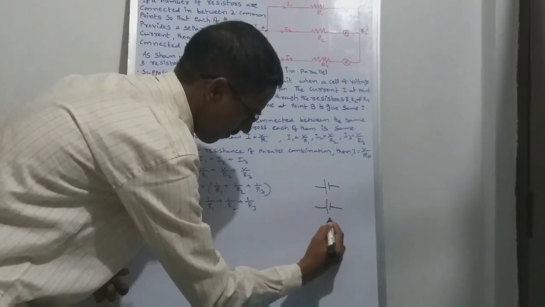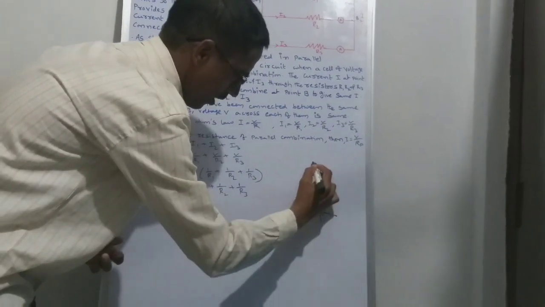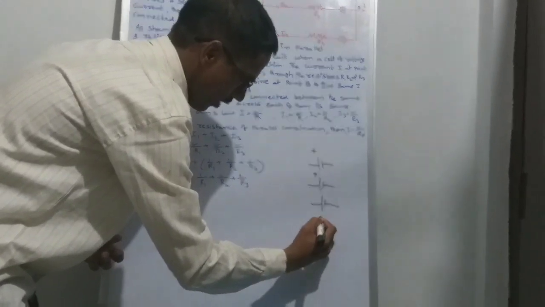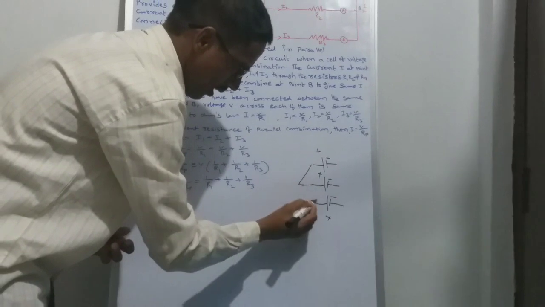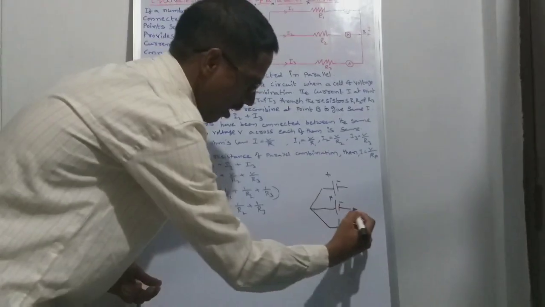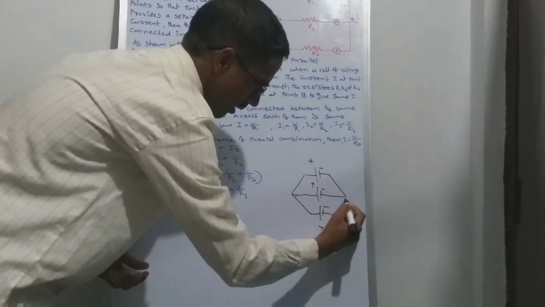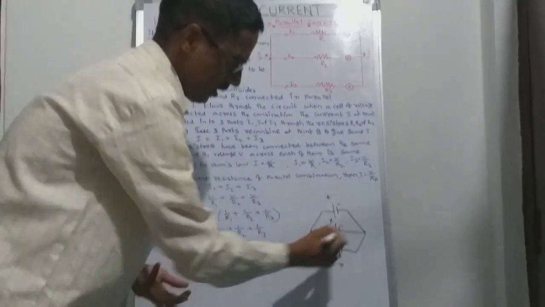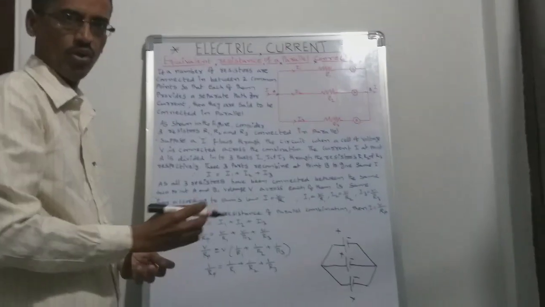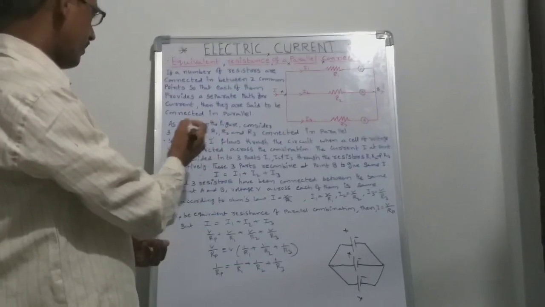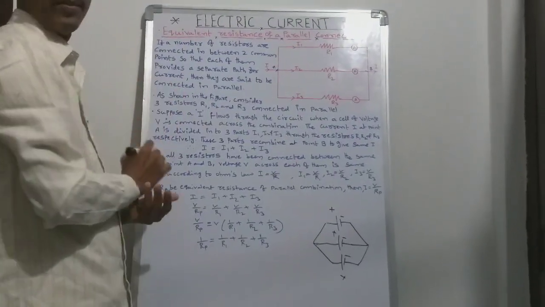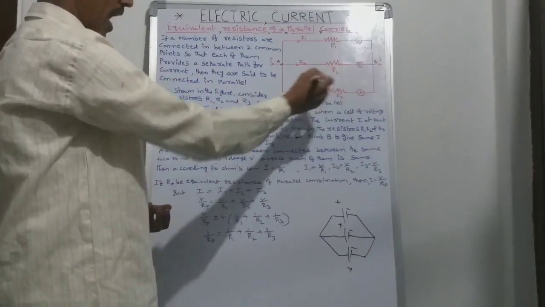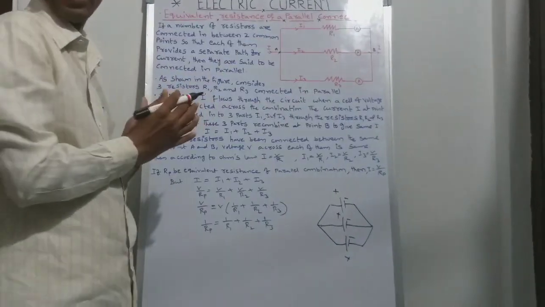This is a cell. The positive terminals, all positive terminals, are connected at one point, and all the negative terminals are connected at one point. This is called a parallel connection. You know, right? Students, as shown in the figure, consider three resistors R1, R2, R3 connected in parallel.